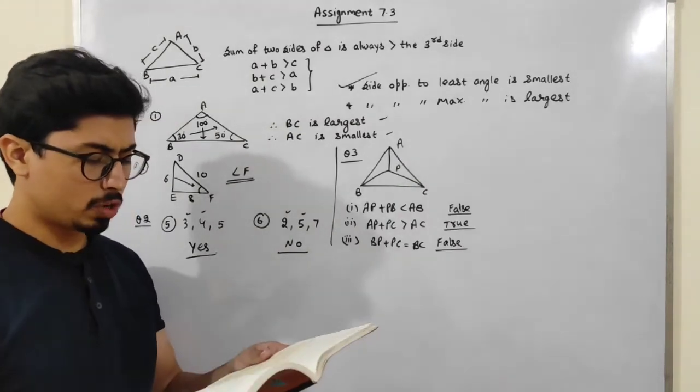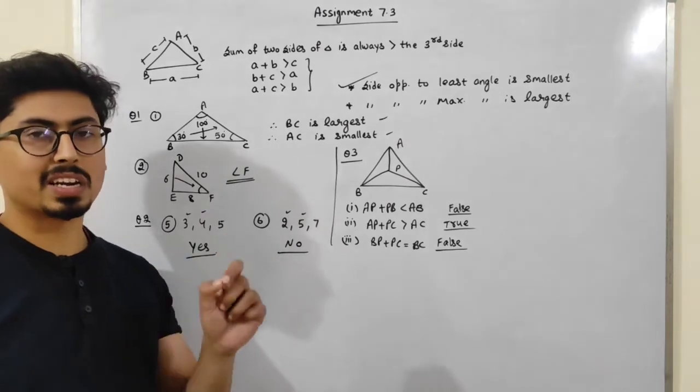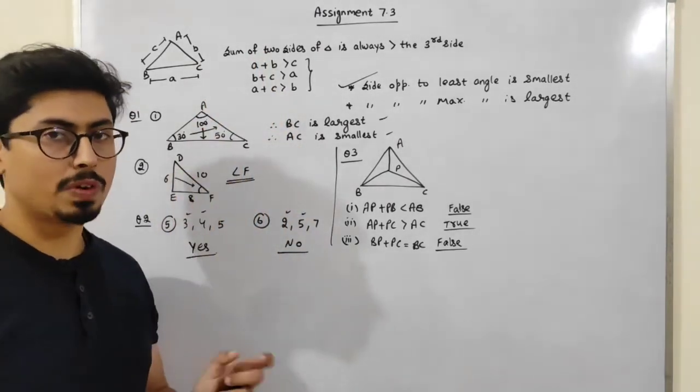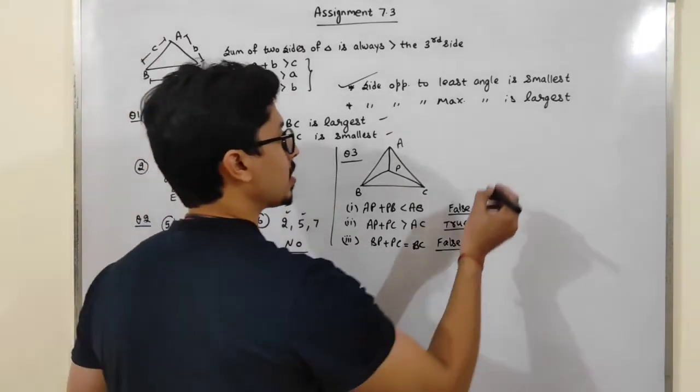Now moving forward to question number fourth. See, in this also you have to just put the sign, that is a greater than sign or a less than sign. Just use this property and put the sign and you will get your answer. Okay. Now moving forward to question number fifth, students.